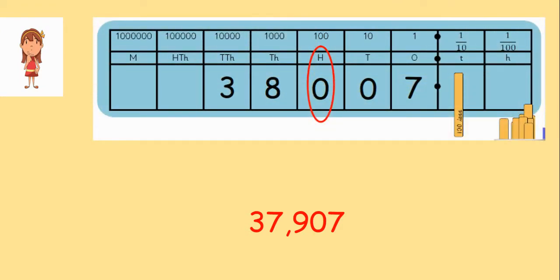To find 100 less, I would need to look in the hundreds column. Again, because of where the zeros are placed in our number, more digits than just the hundreds column will change, and our answer would be 37,907.